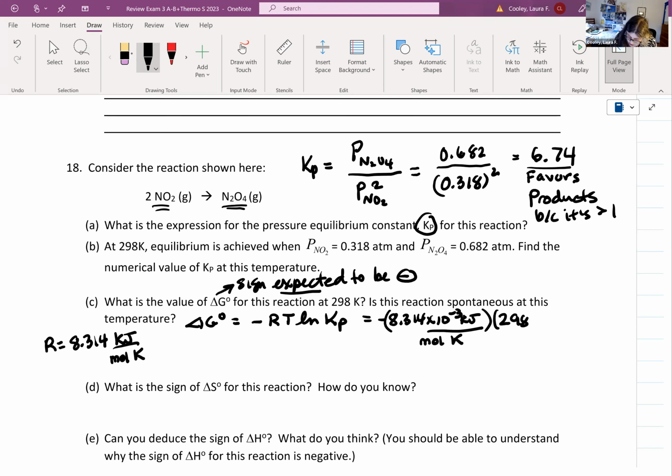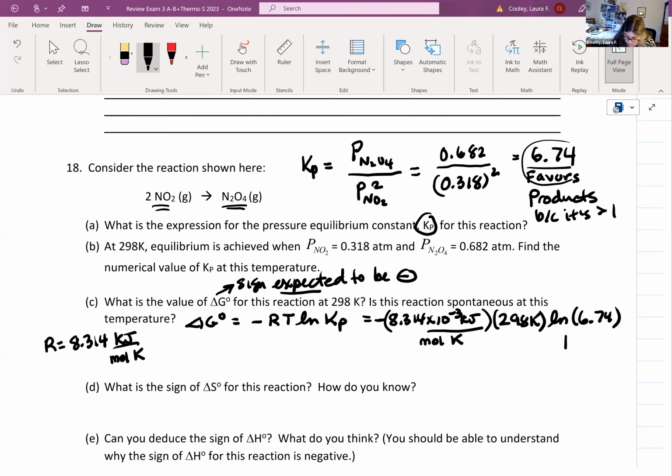Temperature, if you're not told, it's 298 times the log of 6.74. Now, because this is greater than 1, this log is going to be positive. That's how the answer is going to come out negative, because you have that negative sign in front. And you have to remember, this is a natural log, right? Don't go hitting the LOG button here.